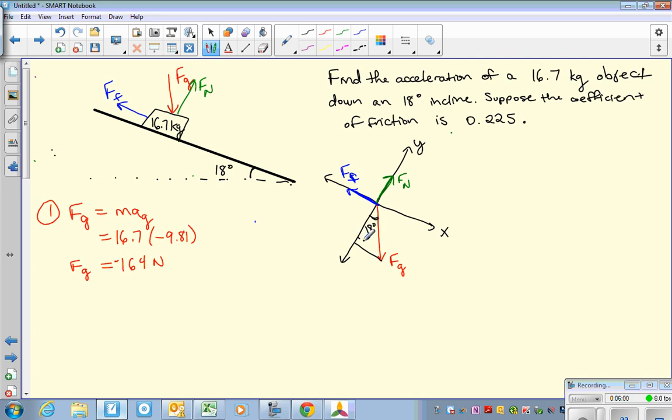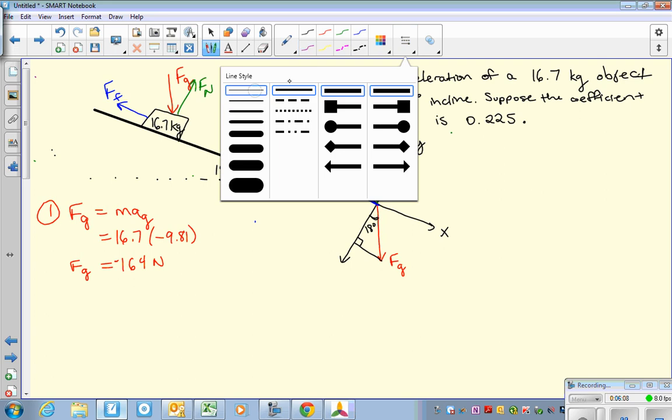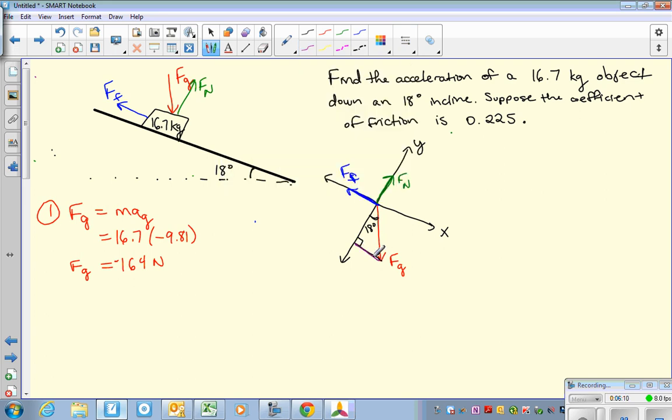so that means there is our right angle. So now, the two sides of this triangle will be FG in the x direction, and this side will be FG in the y direction. So now, again, FGX, if you notice, is opposite. So we're going to use sine for that.